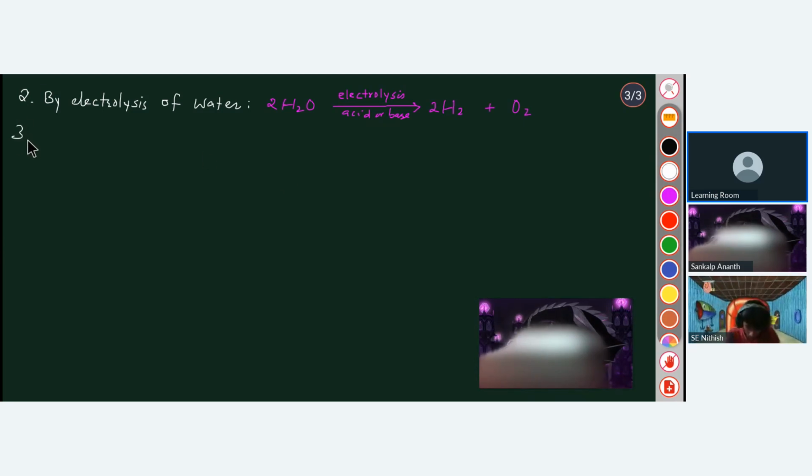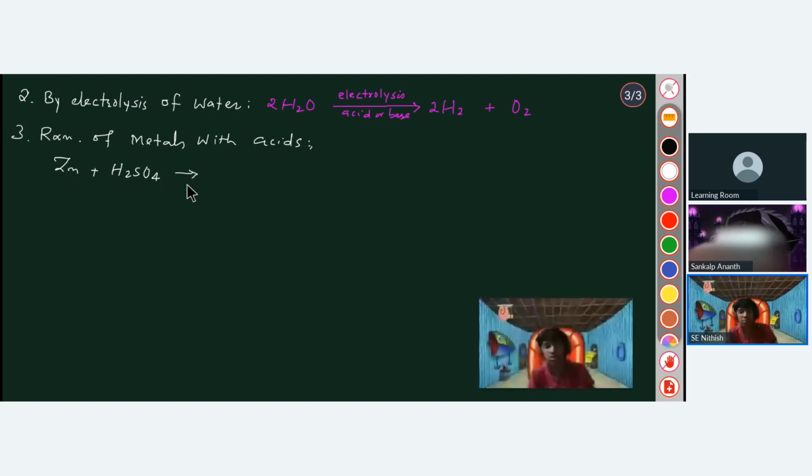That is the reaction of metals with acids. For example, if we have zinc and I'm reacting it with sulfuric acid, H2SO4, my mineral acid, I hope you can balance it. Yes, zinc sulfate plus hydrogen: ZnSO4 plus H2. This is dilute H2SO4.